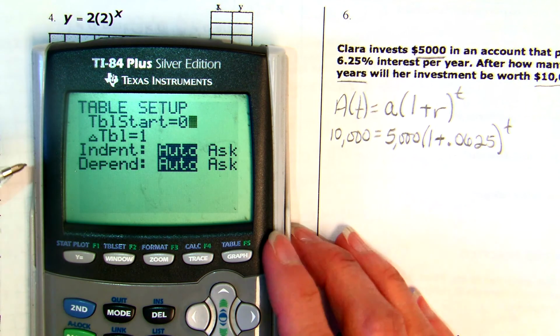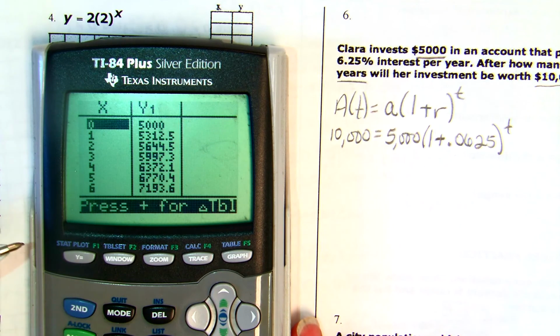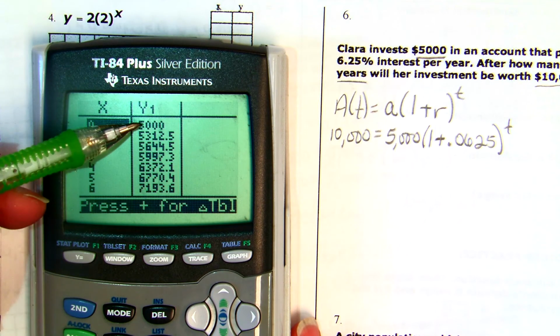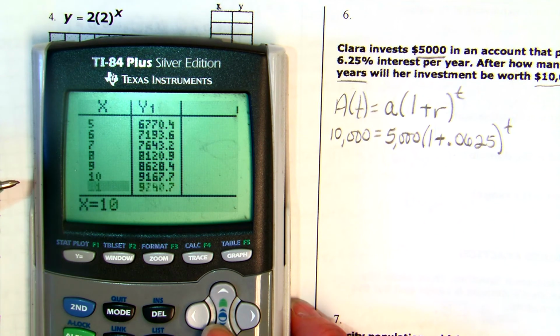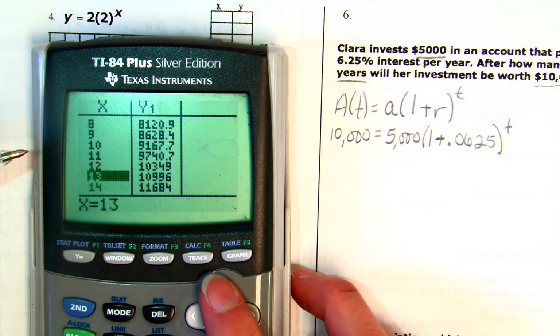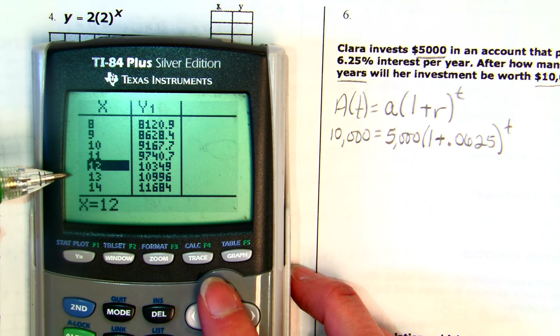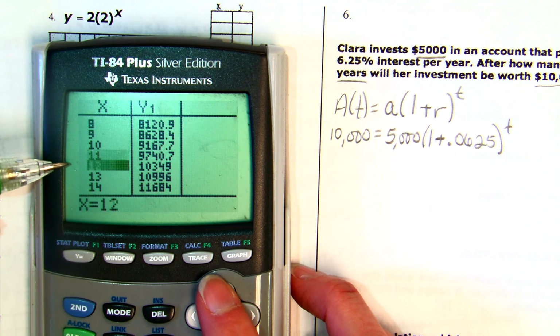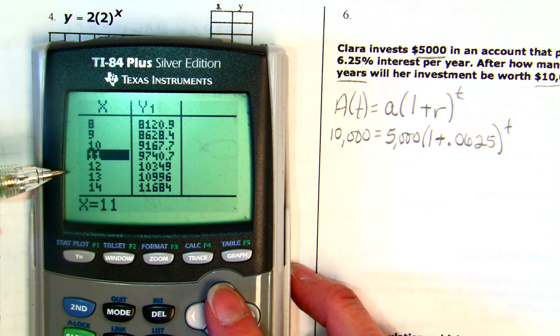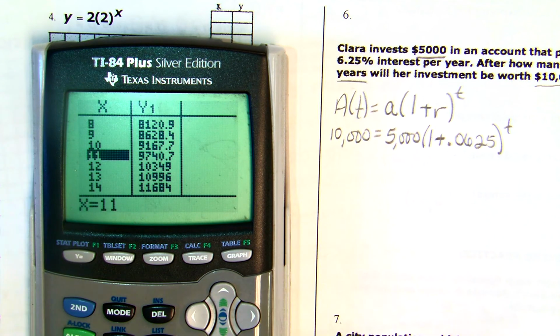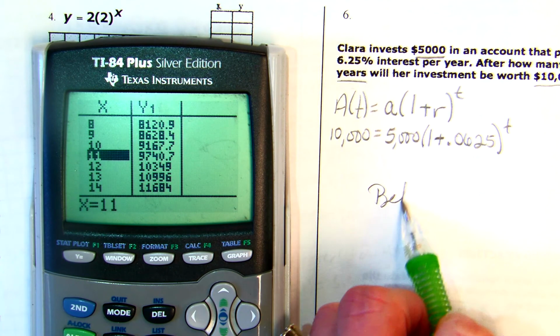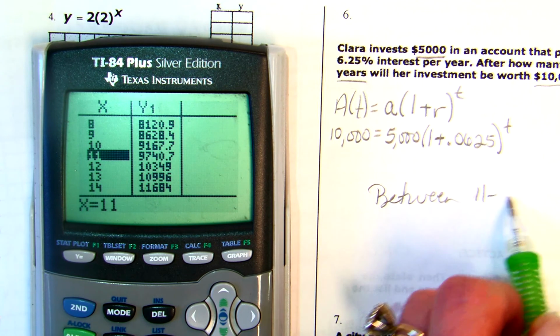Now, hit table, hit second graph, and get back to your table. You see how you have 0 and 5,000? Scroll down until you find 10,000. Your Y value being 10,000, do you see it? It hits a little bit over 10,000 at 12 years. At 11 years, it's 9,700. So which one are you going to put? You're going to put 11 or are you going to put 12? Or are you going to put between 11 and 12? I'm going to say between 11 and 12. Between 11 and 12 years.